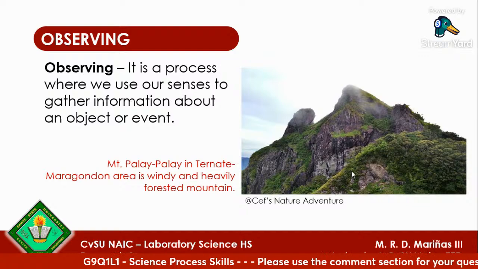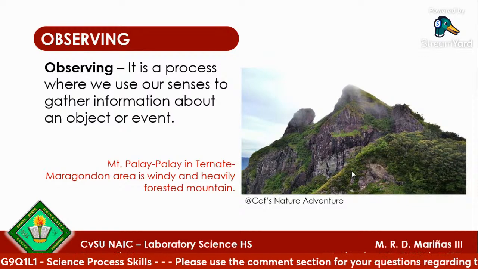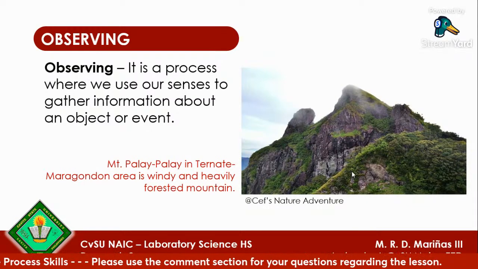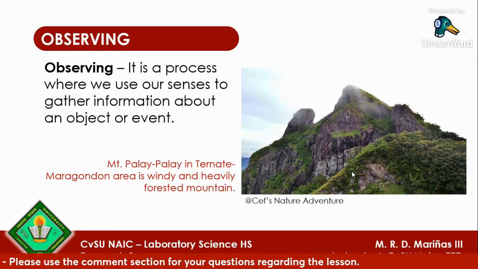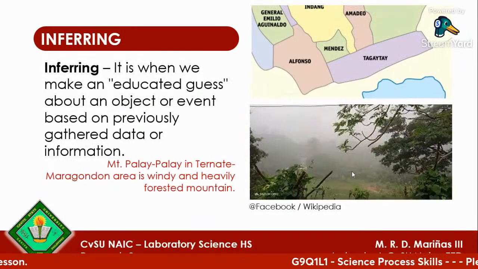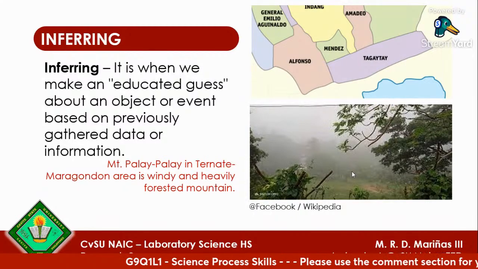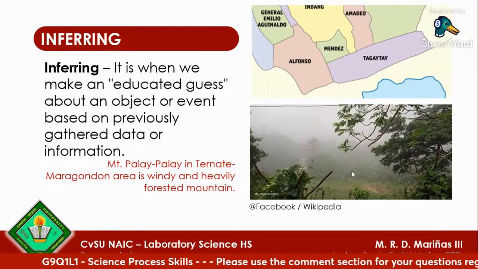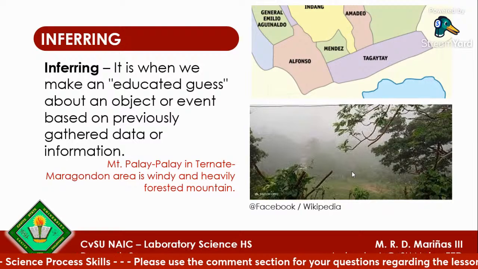And that's the most basic science process skill that we have here on our list, observation. Once we use our senses and we gather information from our environment, that is observation. Okay? Pag-inferring, it is when we make an educated guess about an object or event based on previously gathered data or information. Okay?